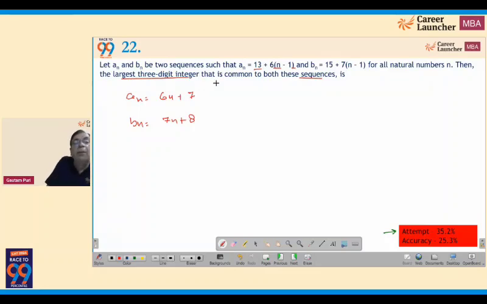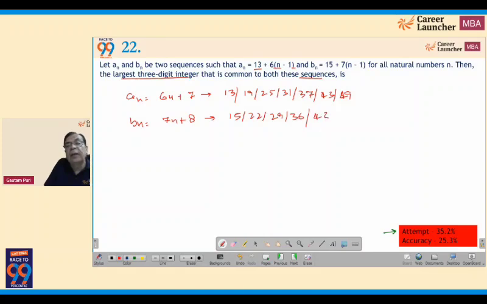Identify the first common number. Starts from here. N is 1, so it becomes 15, 22, 29, 36, 43. Okay, let's see what we get here: 13, 19, 25, 31, 37, 43, 49. Okay, so the common is 43. Now if common is 43, the next one will be 43 plus, this is increasing by 6, this is increasing by 7, plus 42. So the common terms will be of the form 42k plus 43.